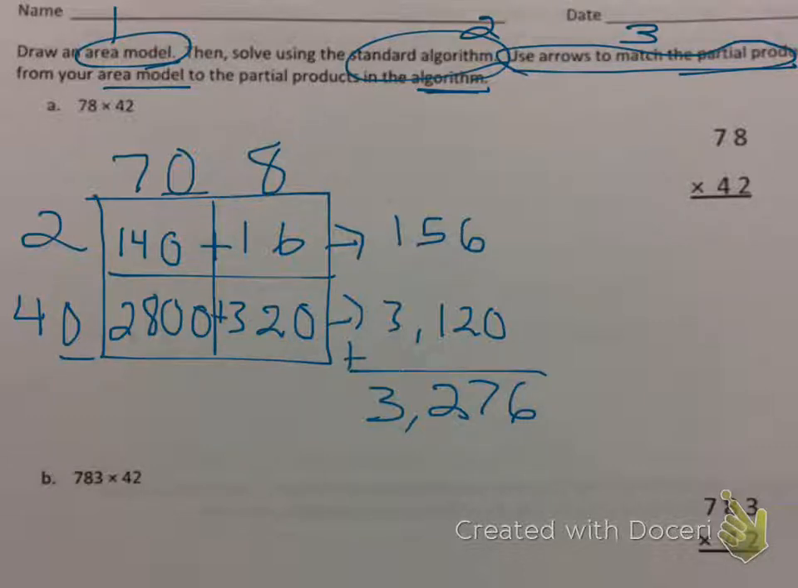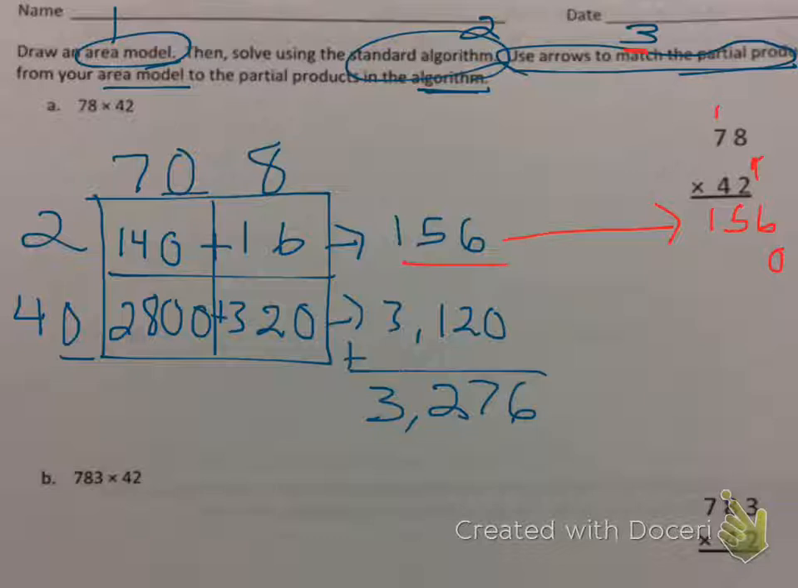Now I need to do it using the standard algorithm. So I have 78 times 42. Well, I take 2 times 8, which is 16. 2 times 7 is 14, plus 1 is 15. And if you look, that is my first partial product. So I'm going to go ahead and skip to number 3 and draw an arrow since I recognize that, okay?